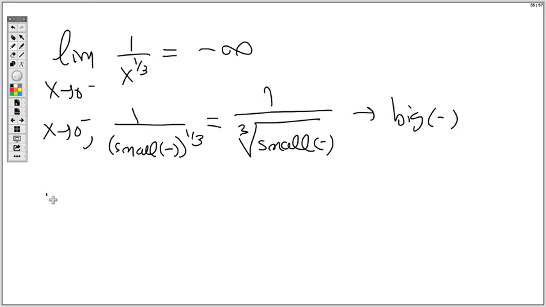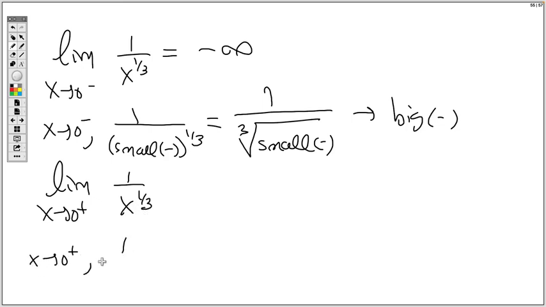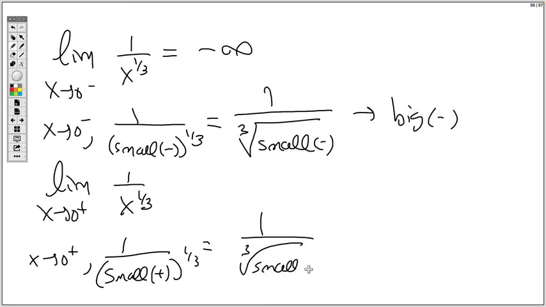But on the flip side, x is coming into 0 from the right. I've got 1 over a small positive to the 1/3 power, which is the cube root of a small positive. And if you take the cube root of a positive number, it stays what? Positive. 1 over a small positive is going to give me what kind of number? Big positive. So this is going to what? Infinity.